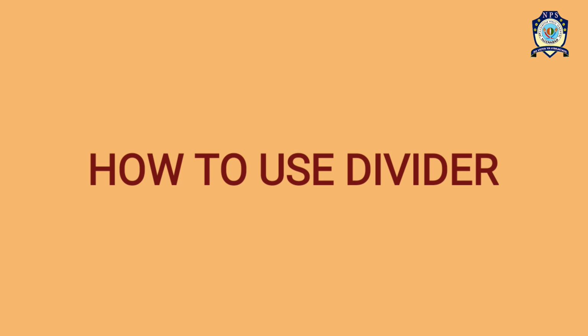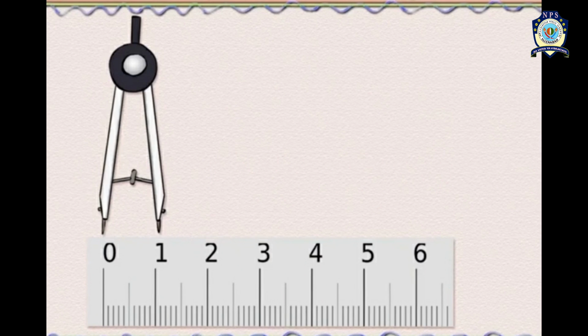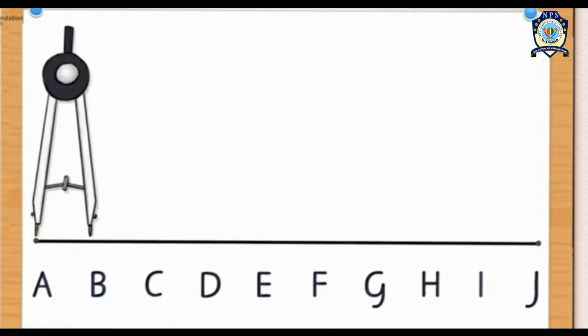Now let's learn how we should use divider. So you can see the picture of divider here. We will take the divider and open both the arms of the divider. Now we will place the divider on scale, one arm on the 0 reading and second arm on the 1. So it means it is giving the reading of 1 centimeter.